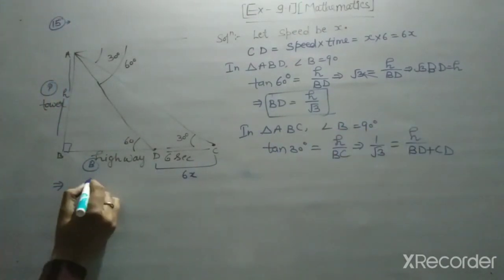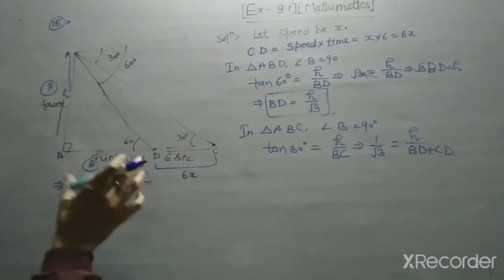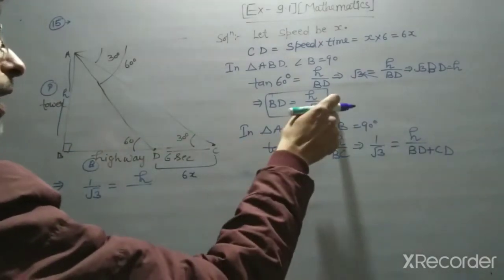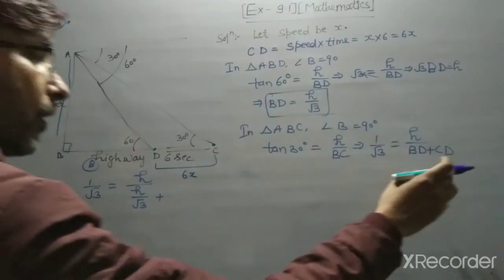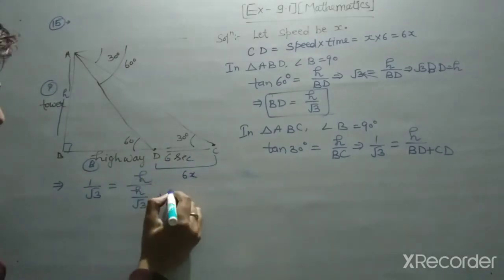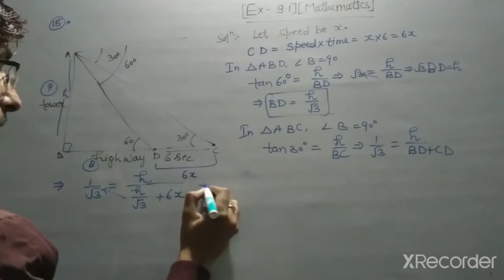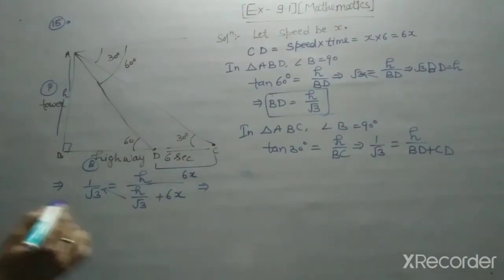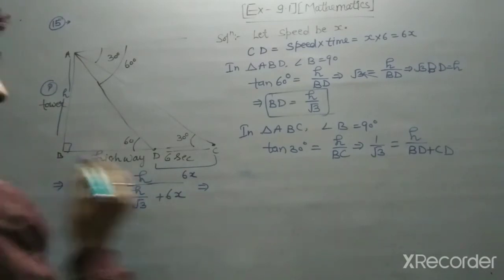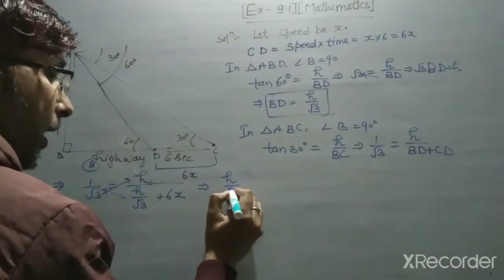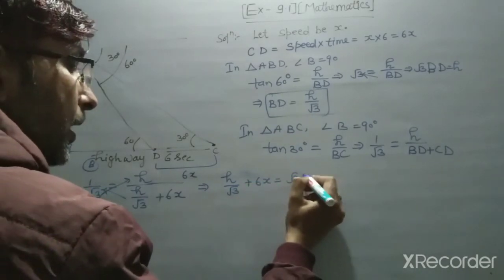So you have to write 1 upon under root 3 is equal to h upon BD. You have this, so h upon root 3 plus CD is 6x. So you have to write here 6x. Then cross multiplication: this value is multiplied with this, and this value is multiplied with this. So h upon under root 3 plus 6x is equal to root 3h.